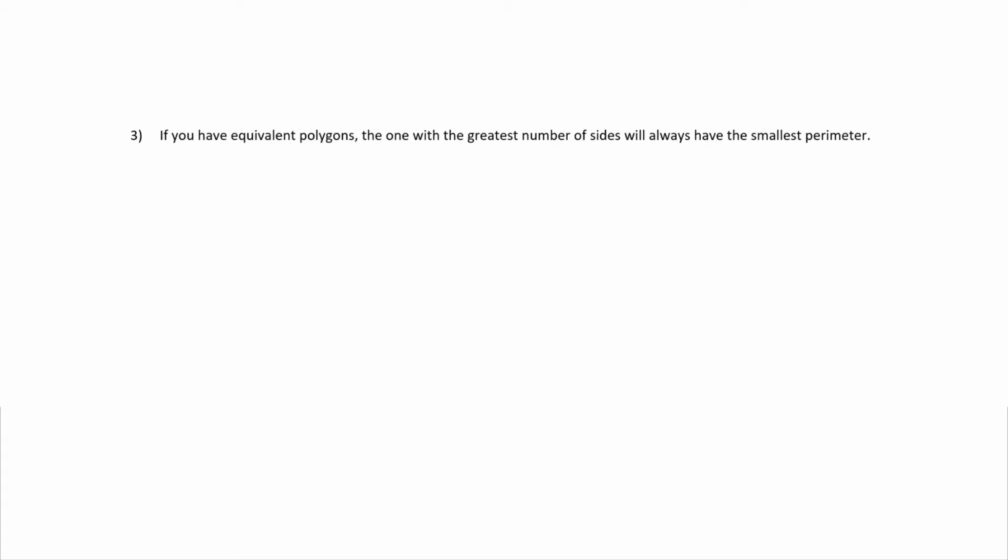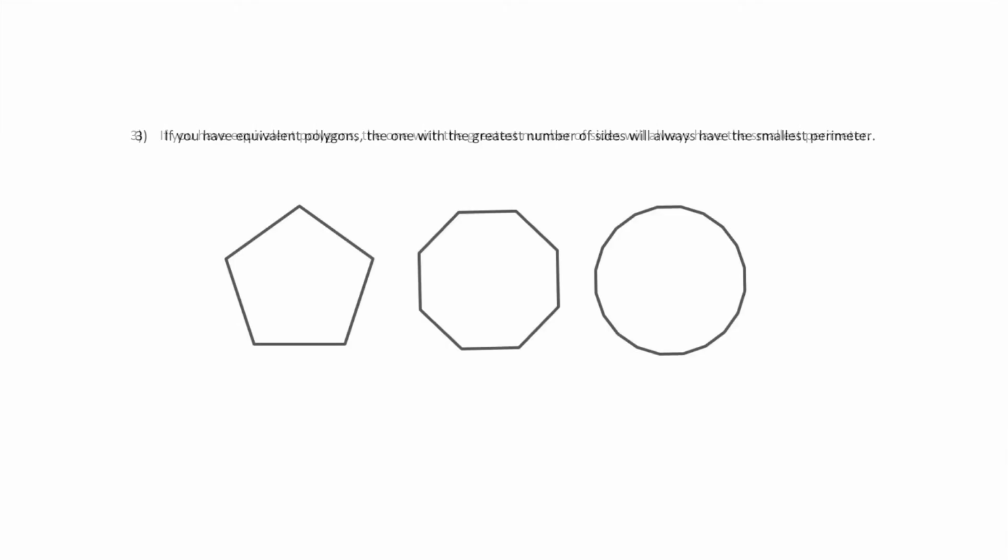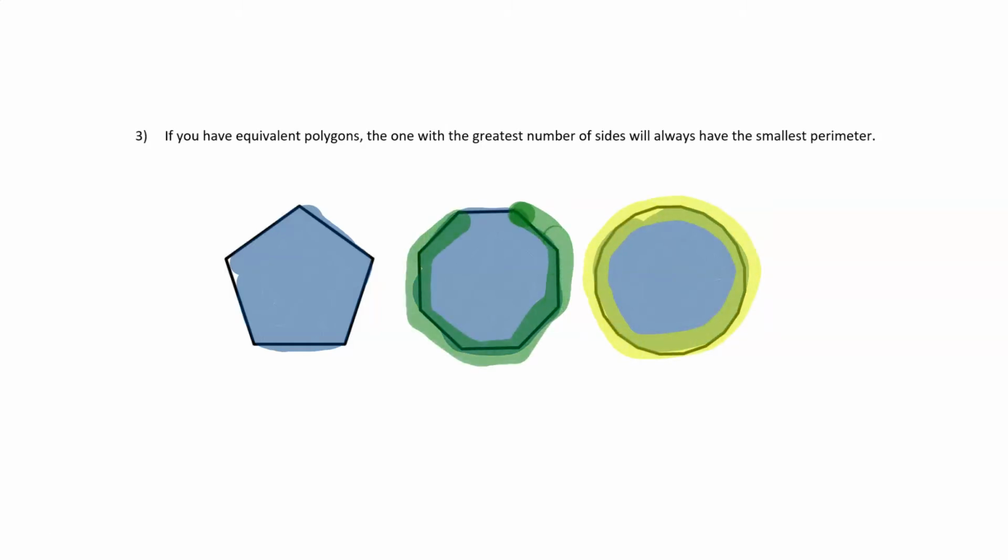If you have equivalent polygons, the one with the greatest number of sides will always have the smallest perimeter. So we're saying that all of the polygons are equivalent, which means that they all have the same area. So the area in blue is the same for each of the polygons. The one with the greatest number of sides will have the smallest perimeter. So in this case, yellow is going to be less than green, which will be less than red.